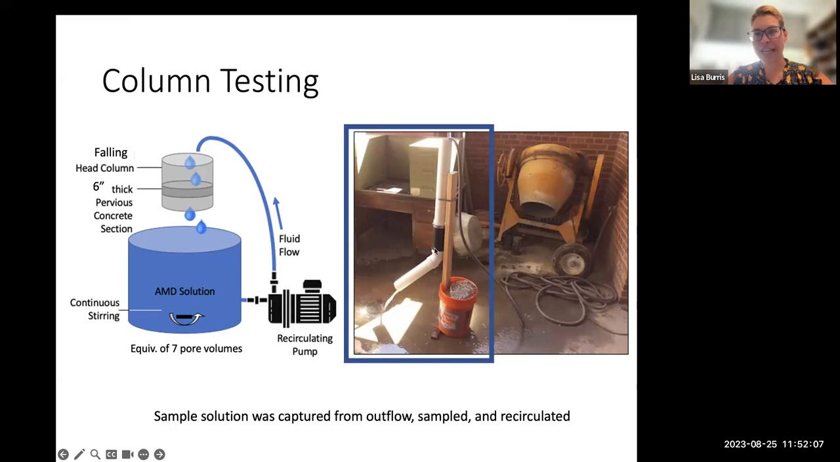But we have created a PVC column. We're putting cylinders now of our pervious concrete inside of a gasketed rubber sleeve that will make sure that the water goes through the pervious concrete and not around the pervious concrete. And we refiltered the solution up to 70 times and tracked the removal of ions based on numbers of pass-throughs of the water through the system.